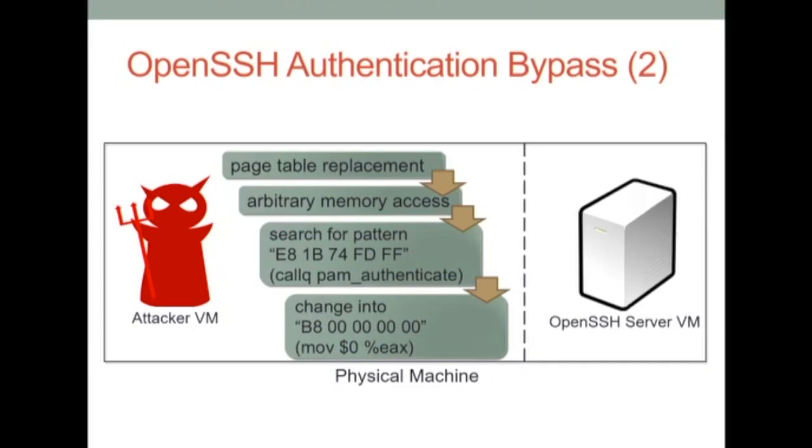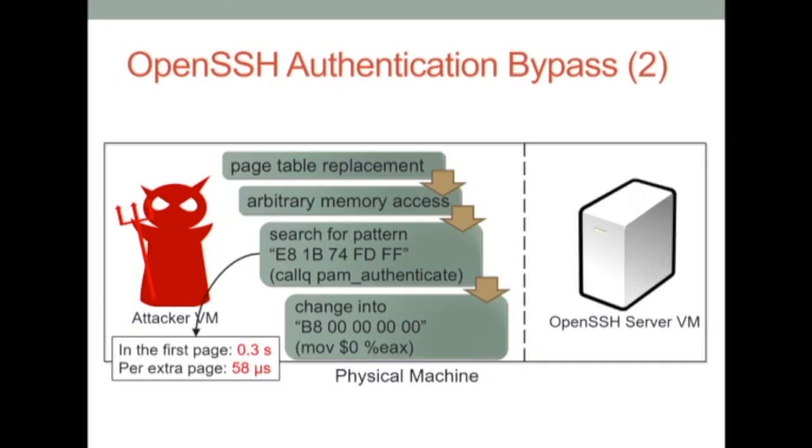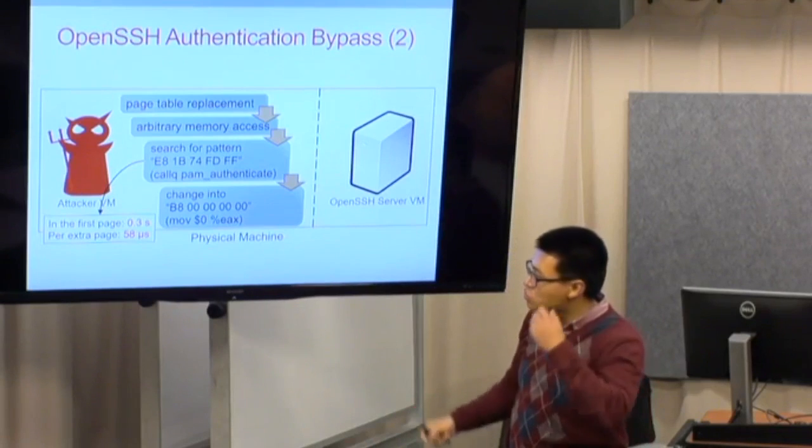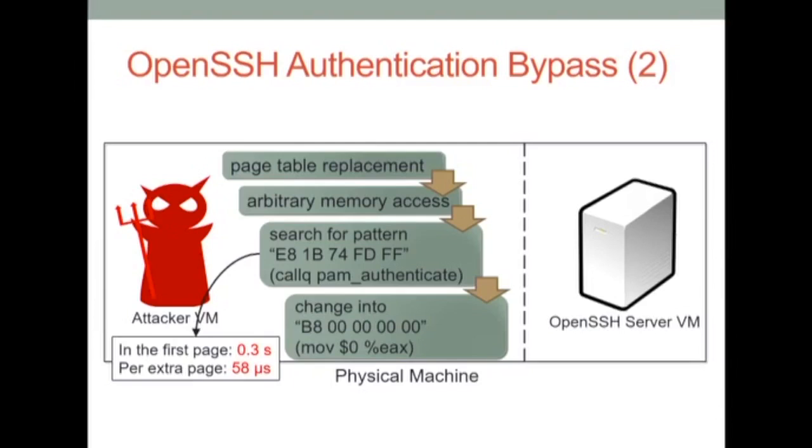So how long does it take to search one page? The execution time of this attack depends on whether we are lucky or not. If we are lucky and we find this pattern in the first page, it will only take about 0.3 seconds. But if we need to search additional pages, one extra page will take about 58 microseconds. So the execution time of this attack depends on how soon we can find the page with this pattern.